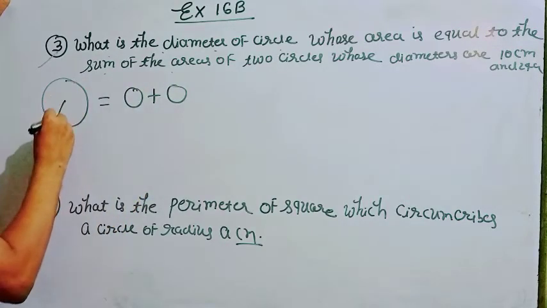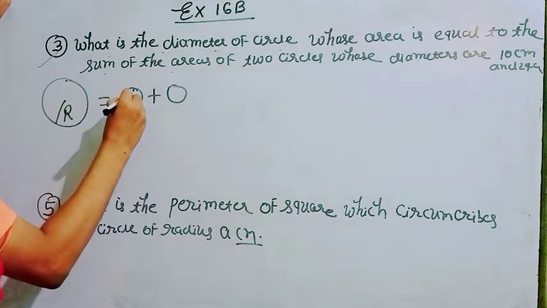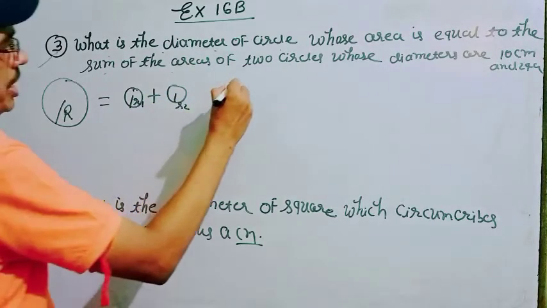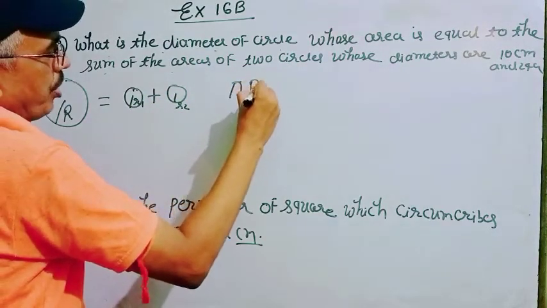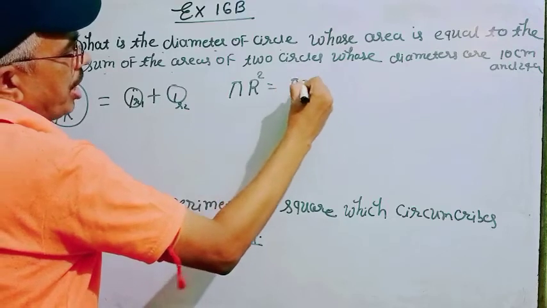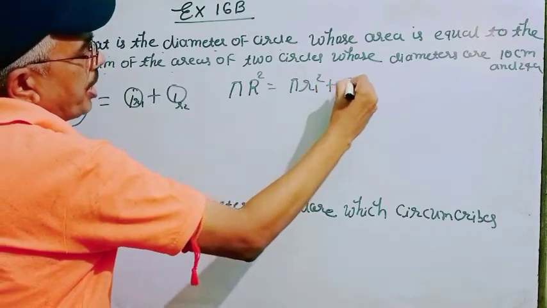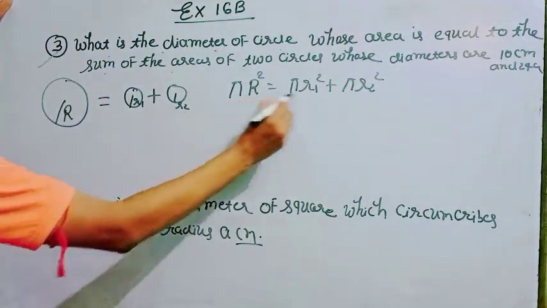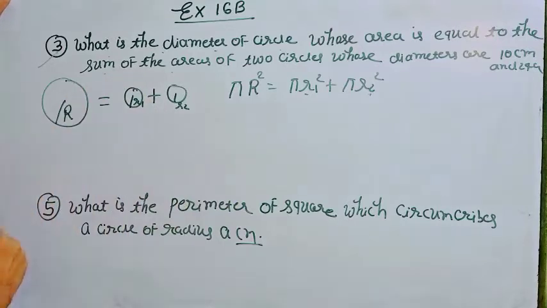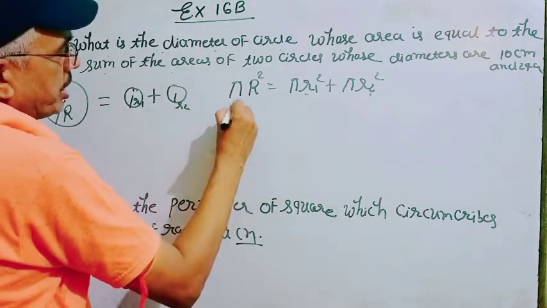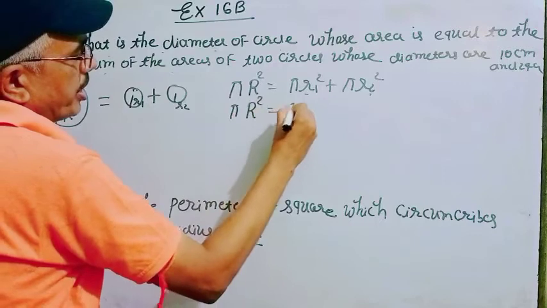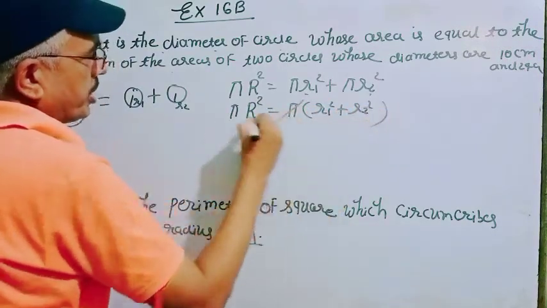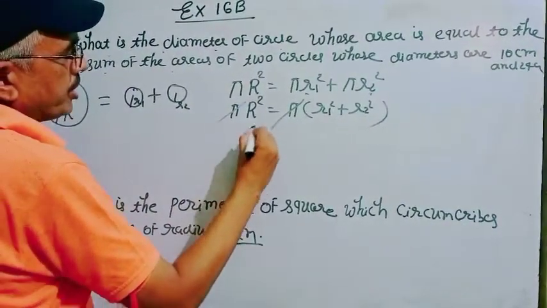Dear students, suppose the radius of this circle is r, the radius of this circle is r1, and the radius of this circle is r2. So it is clear that pi r square is equal to pi r1 square plus pi r2 square. It is given that the sum of the areas of two circles is equal to the area of the third circle. Now take pi as common, then it is r1 square and r2 square. This pi cancels, and it is r square.